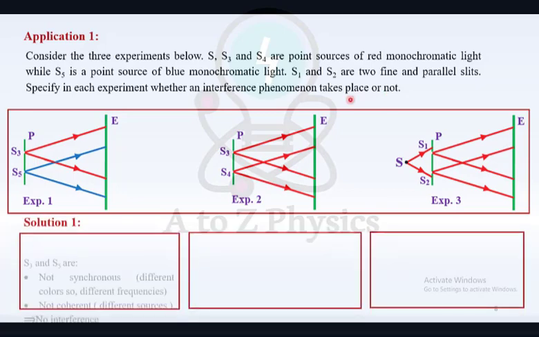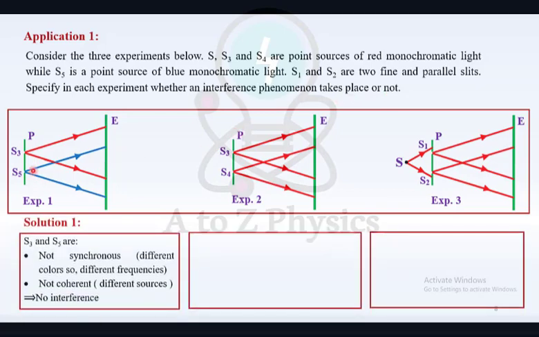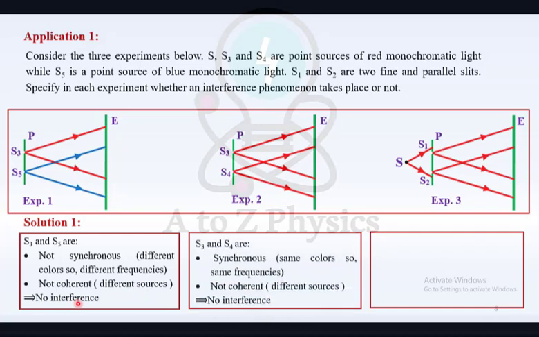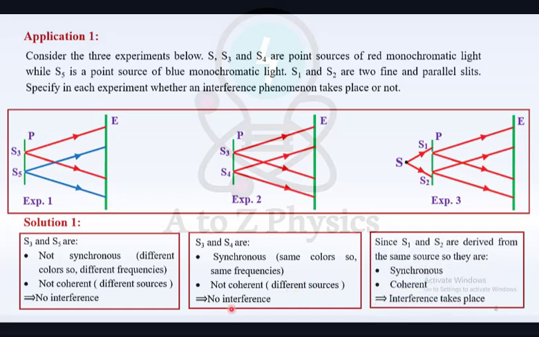In the first experiment, S3 and S5 are not synchronous because they are of different colors, and they are not coherent because they are different sources, so no interference takes place. While in the second experiment, S3 and S4 are synchronous since they have same color, and not coherent because they are of two different sources, so no interference takes place.